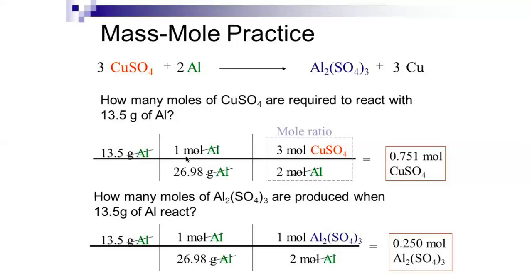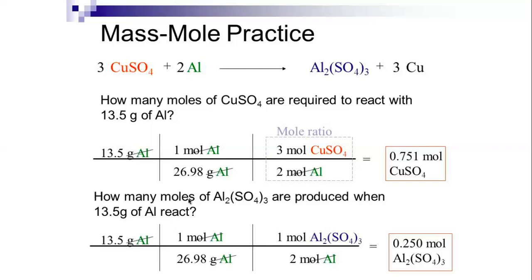Now we have moles of aluminum at the top that need to cancel out with moles of aluminum at the bottom, and we're left with moles of copper sulfate. So now we'll multiply across the top 13.5 times 3, and then we'll divide that answer by 26.98 times 2, and that gives us 0.751 moles of copper sulfate. So that means that we need this amount of copper sulfate to react with aluminum to make our product.